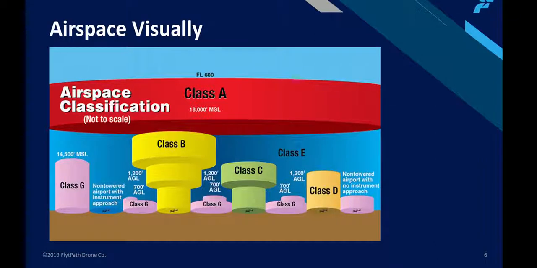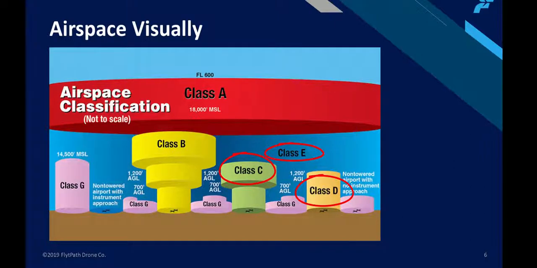Class A airspace is mostly used by commercial airliners for traveling between cities or countries, and they're not represented in sectional charts, and they're also not relevant to drone pilots. Class B airspace refers to the airspace surrounding the country's busiest airports, including major air travel hubs like Toronto, Vancouver, Chicago, and LA.